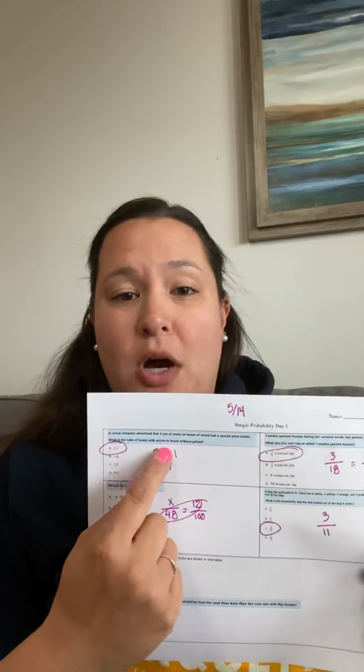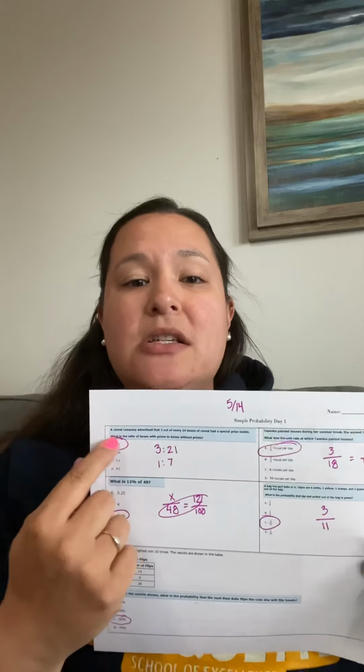We're starting some probability here. These are just some review questions. I actually pulled them from Skills Navigator. The first question is asking about a cereal company, and 3 out of 24 boxes have a prize. If we wanted to know how many didn't have a prize, we would have to do 24 minus 3, and we would get 21. So that means 3 versus 21, and we can divide those both by 3. So that's why our probability is going to be 1 to 7.